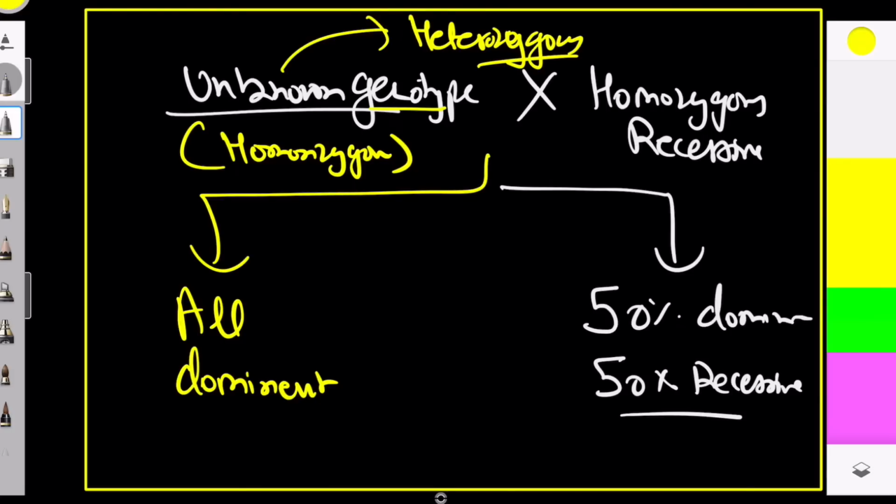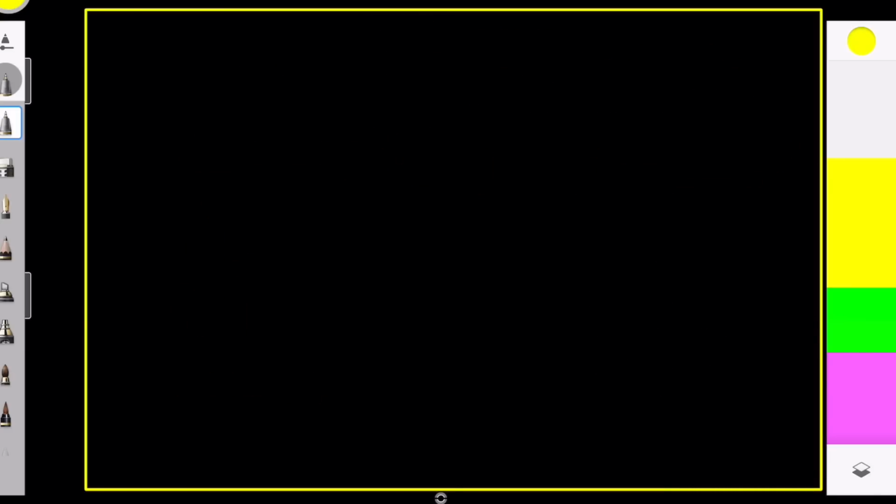Hopefully you have understood what we do in test cross. In test cross, we cross the organism with a homozygous recessive individual, and the purpose of the test cross is to know the unknown genotype. Now we are going to discuss the back cross.